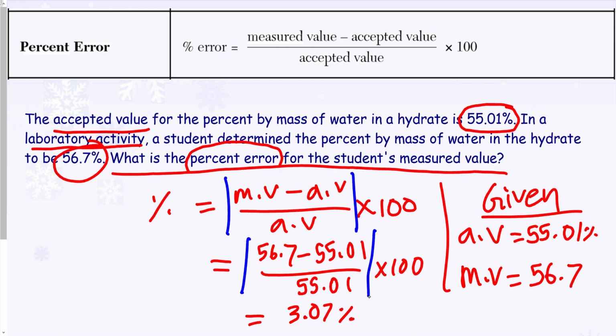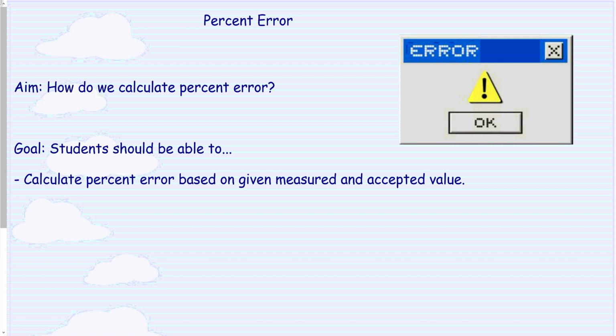So usually when we calculate percent error, it's very simple and straightforward. The idea is you need to figure out what is your measured value and what is your accepted value. Do not forget to multiply everything by 100 because it's percent, and percent means out of 100. So students, I hope you have learned percent error calculation, and thank you.